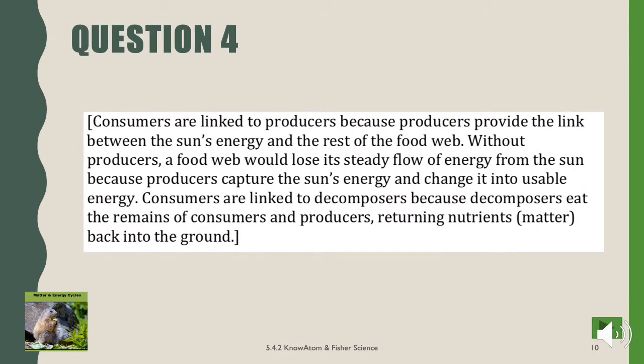Consumers are linked to producers because producers provide the link between the sun's energy and the rest of the food web. Without producers, a food web would lose its steady flow of energy from the sun because producers capture the sun's energy and change it into usable energy. Consumers are linked to decomposers because decomposers eat the remains of consumers and producers, returning nutrients or matter back into the ground.